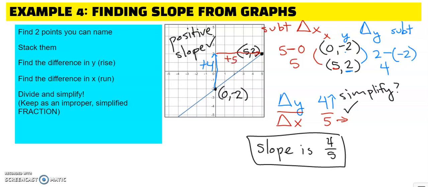That's how you find slope from graphs. Find your 2 points, stack them, find the differences, and then your ratio is always changing y to changing x. Changing y divided by changing x.